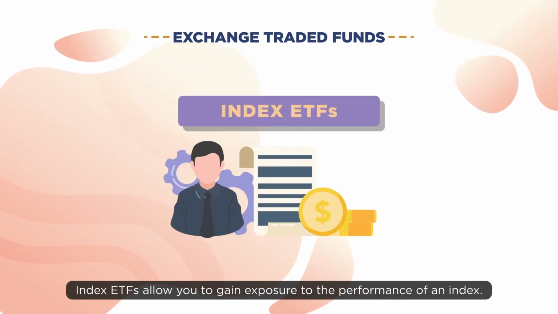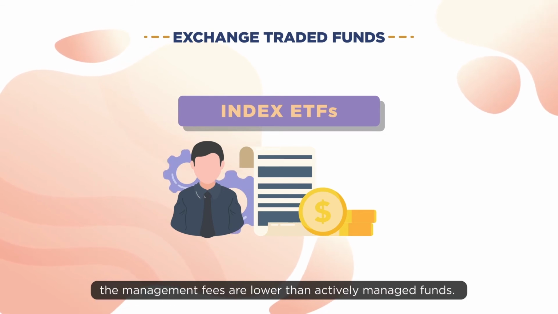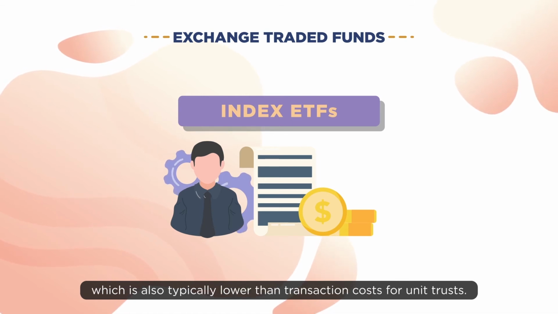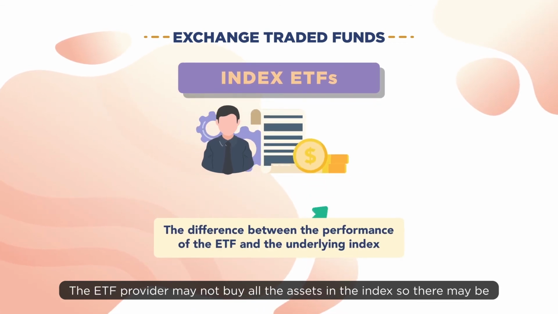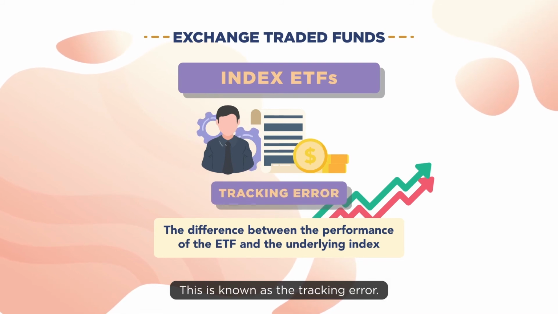Index ETFs allow you to gain exposure to the performance of an index. As they are passively managed, the management fees are lower than actively managed funds. The transaction cost to buy or sell an ETF is your brokerage fee, which is also typically lower than transaction costs for unit trusts. The ETF provider may not buy all the assets in the index, so there may be a small difference between the performance of the ETF and the underlying index. This is known as the tracking error.